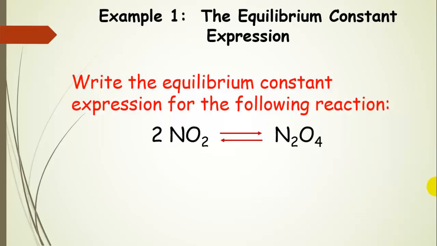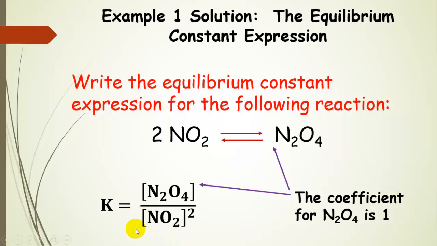Pause the presentation and try to write the equilibrium constant expression for this reaction. So we have the equilibrium constant K, and it's going to be products over reactants, and each of those is going to be raised to the coefficient power. So we see the coefficient of dinitrogen tetroxide is 1. So products to the first power divided by reactants, nitrogen dioxide, to the second power. So that's the equilibrium constant expression for the reaction we've been talking about.